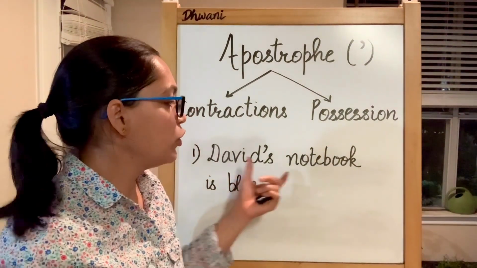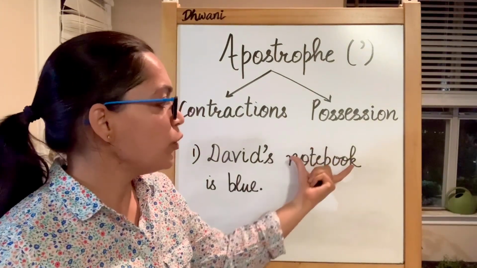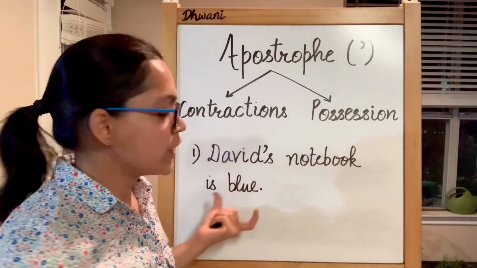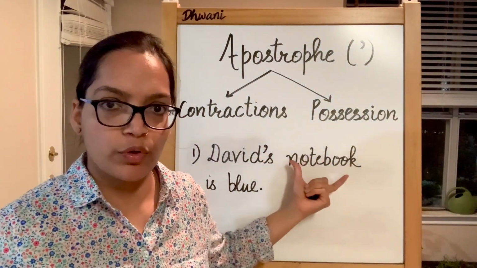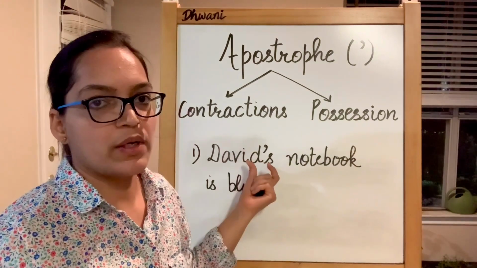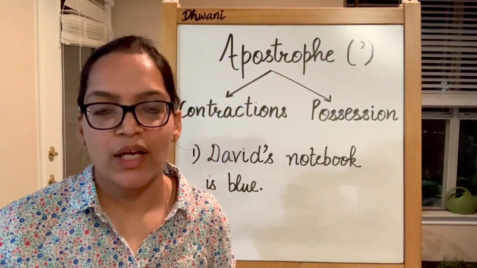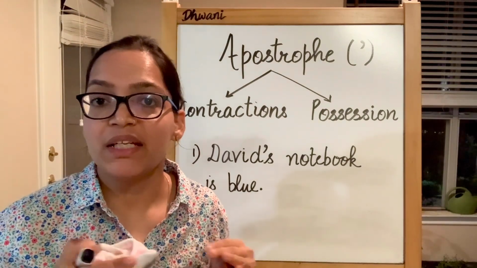David's notebook is blue. So what I want to say is the notebook that belongs to David is blue. I want to talk about the notebook, and I also want to tell you that this notebook belongs to David. So David's notebook. When I say David's notebook, I do not mean that there are many Davids.